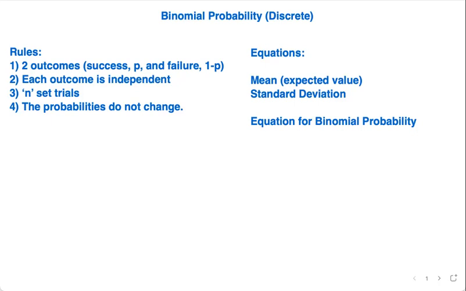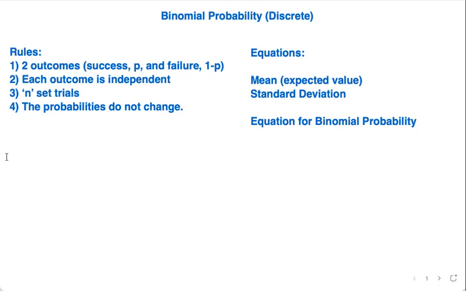Each outcome has got to be independent. That means that the next time it occurs is independent of the previous time. For again, another example, flipping a coin. There's n set trials. I flip the coin only 4 times. There has to be a set amount. Can't keep on going. And the probabilities do not change. So for a coin flip, if it's 50-50, it stays 50-50.